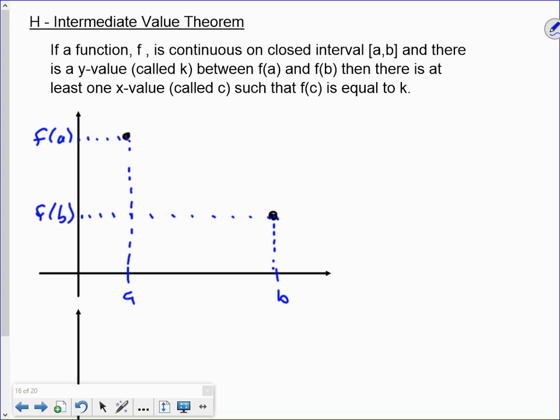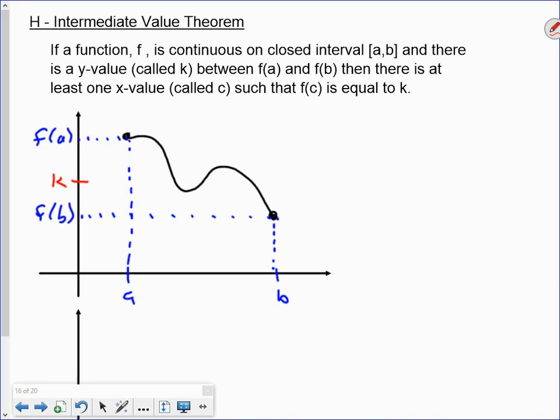And we've got a function f that is continuous on the closed interval between those two points. So let's just draw a continuous function that does something like this. Continuous just means I can draw it without lifting my pen off of the screen. So we've got a function continuous on the closed interval a and b. There's a y value called k, which is in between f at a and f at b. So we pick a y value right here, and we're going to call this y value k.